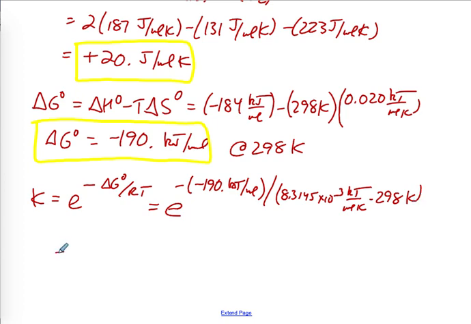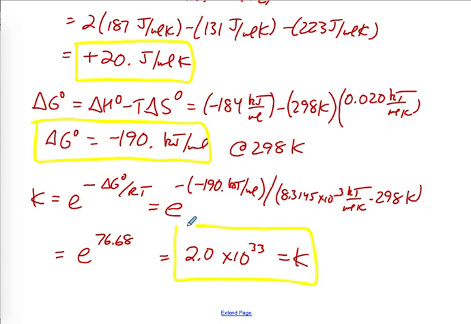That's going to give me a positive exponent, and in fact that's e to the 76.68 if I evaluate the exponential term, which gives me a value of 2.0 times 10 to the 33rd as my equilibrium constant. And that makes sense. A large negative value of delta G naught, the standard free energy change, tells me it's a very spontaneous reaction, and that is consistent with a very, very large value of K.